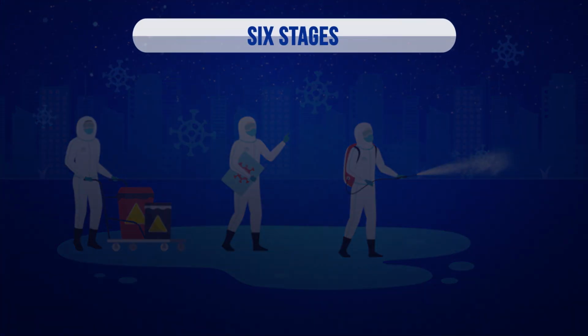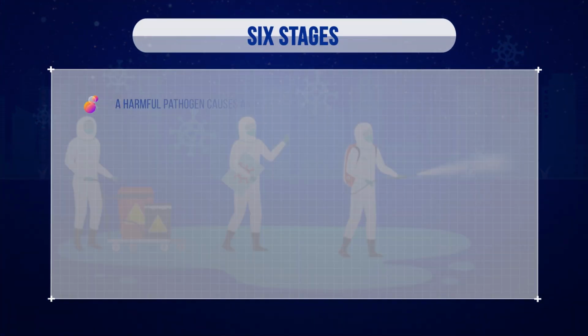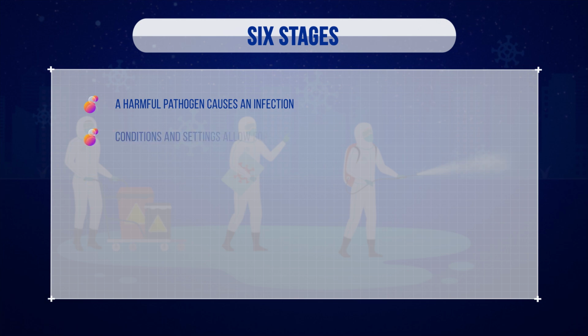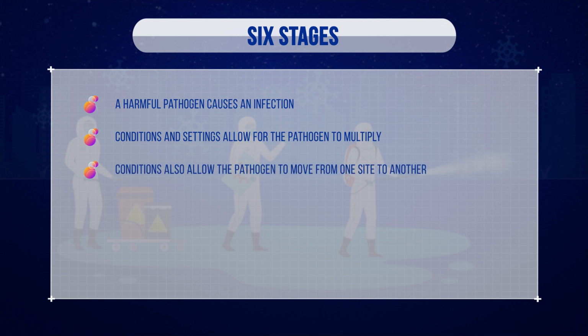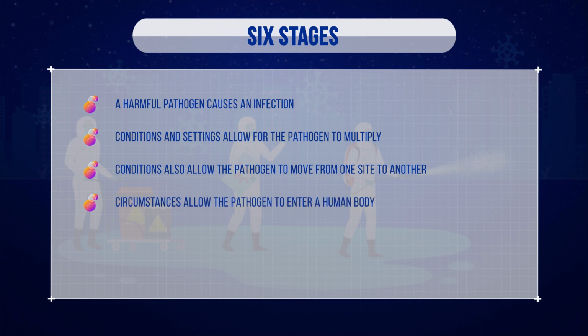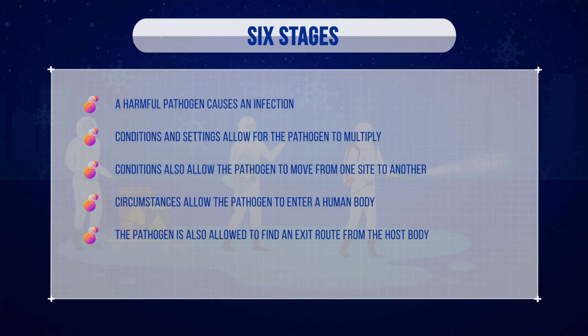These 6 stages are: 1. A harmful pathogen causes an infection. 2. Conditions and settings allow for the pathogen to multiply. 3. Conditions also allow the pathogen to move from one site to another. 4. Circumstances allow the pathogen to enter a human body. 5. The pathogen is also allowed to find an exit route from the host body. 6. The pathogen passes from one human body to another.